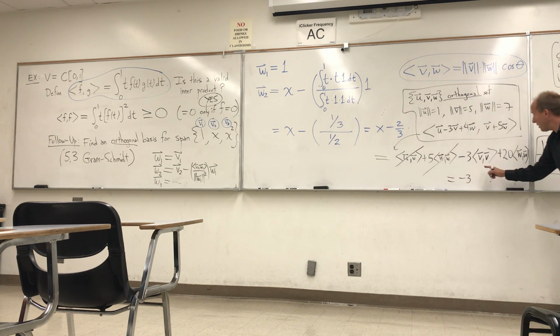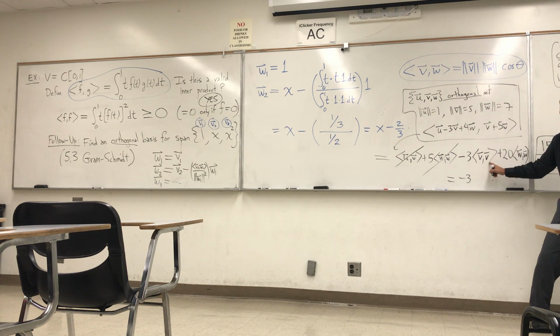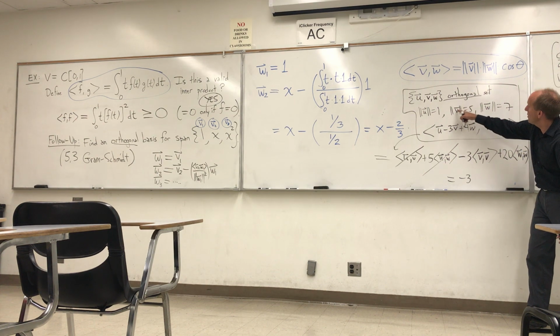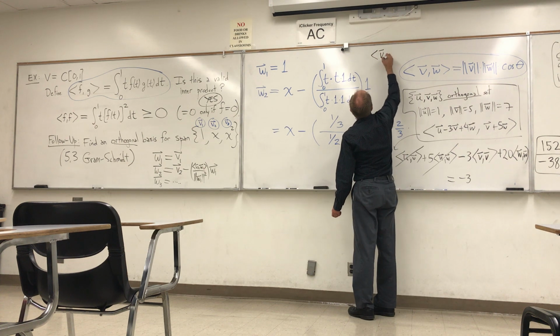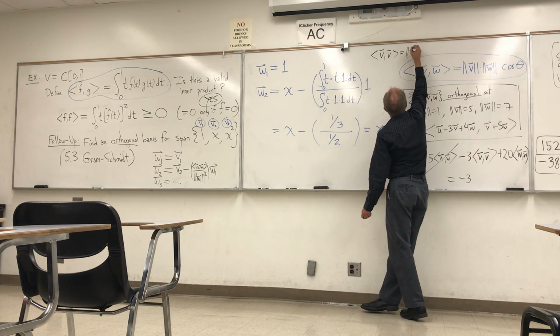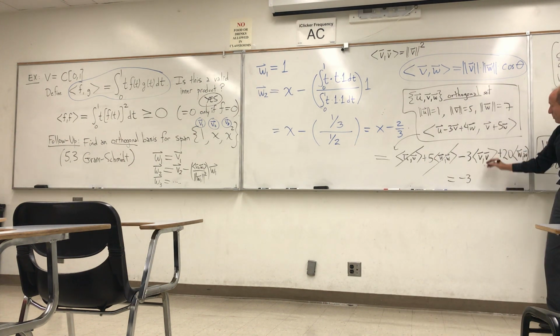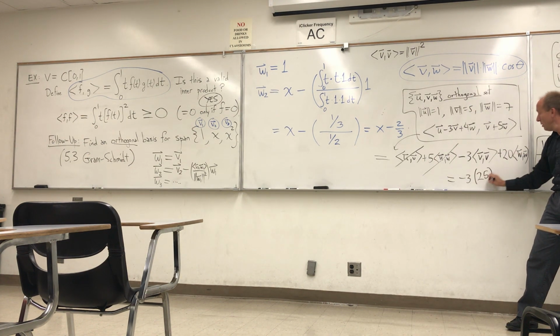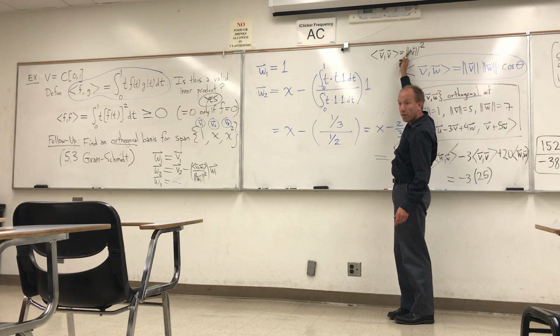So we have negative 3 times the norm of V, sorry, the inner product of V with itself, which is what? 5? It's not 5. Square root of 5? No. Let's be careful. The inner product of V with itself is the norm of V squared, right? So we actually have to put a 25 there, right? The inner product of a vector with itself is the square of the norm, right?